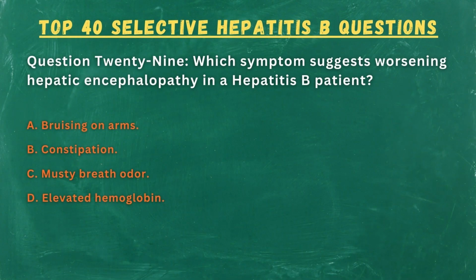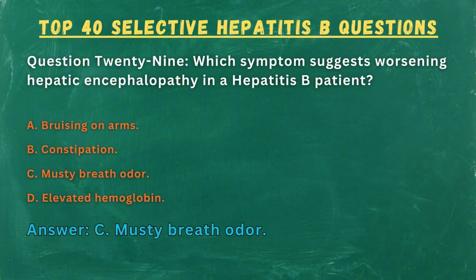Question 29. Which symptom suggests worsening hepatic encephalopathy in a hepatitis B patient? A. Bruising on arms. B. Constipation. C. Musty breath odor. D. Elevated hemoglobin. Answer. C. Musty breath odor.